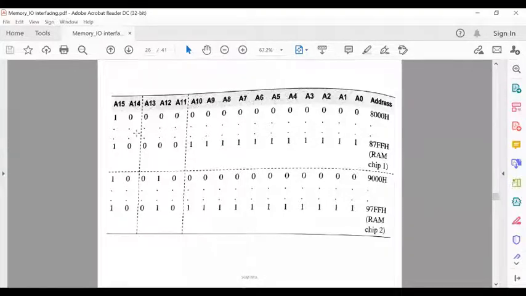Okay, but you can't select A13, A14, A15, because every time this will remain the same. So there is no variation from RAM 1 to RAM 2. For RAM 1 it was 100, and for RAM 2 it was 100. So if there is no variation, you can't select such lines. You need to keep that variation to make the different output.